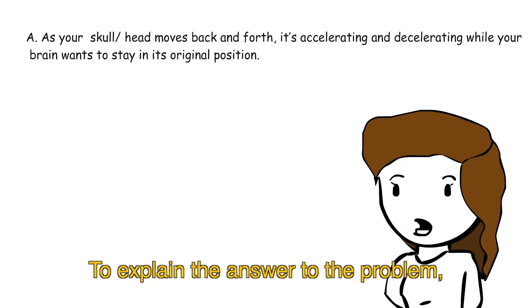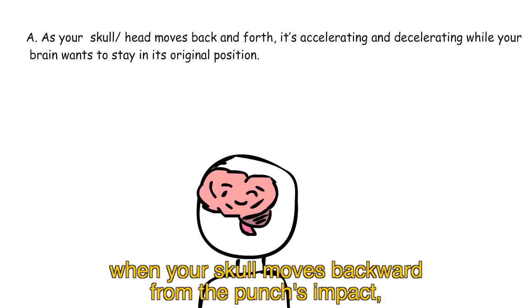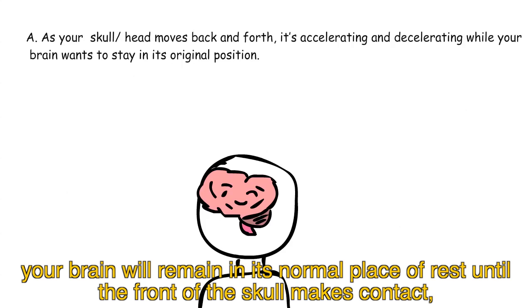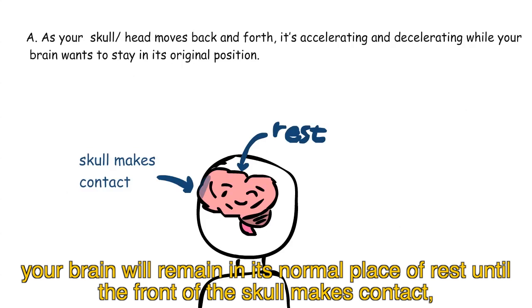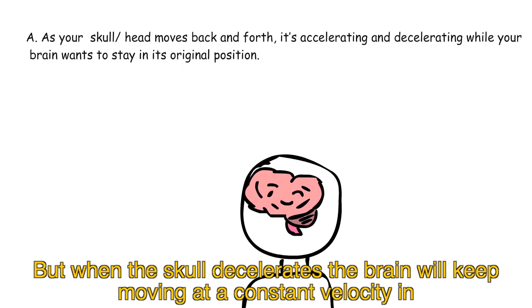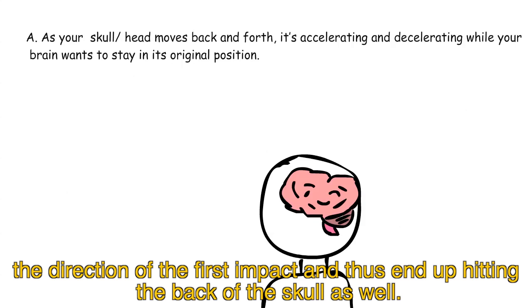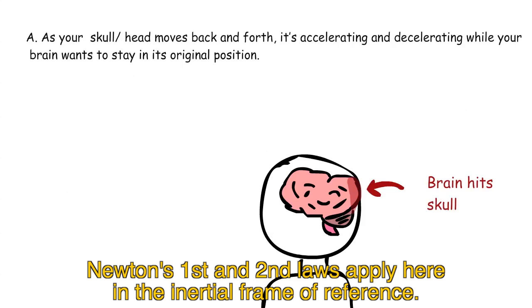To explain the answer to the problem, when your skull moves backward from the punch's impact, your brain will remain in its normal place of rest until the front of the skull makes contact, sending the brain backwards with the rest of the head. But when the skull decelerates, the brain will keep moving at a constant velocity in the direction of the first impact, and thus ends up hitting the back of the skull as well. Newton's first and second law apply here in the inertial frame of reference.